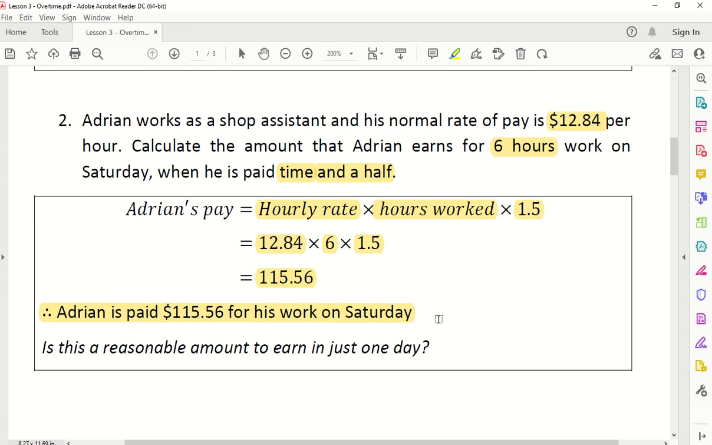I wish I earned that much. I barely earn that much in a year. But anyway, we're not talking about me.